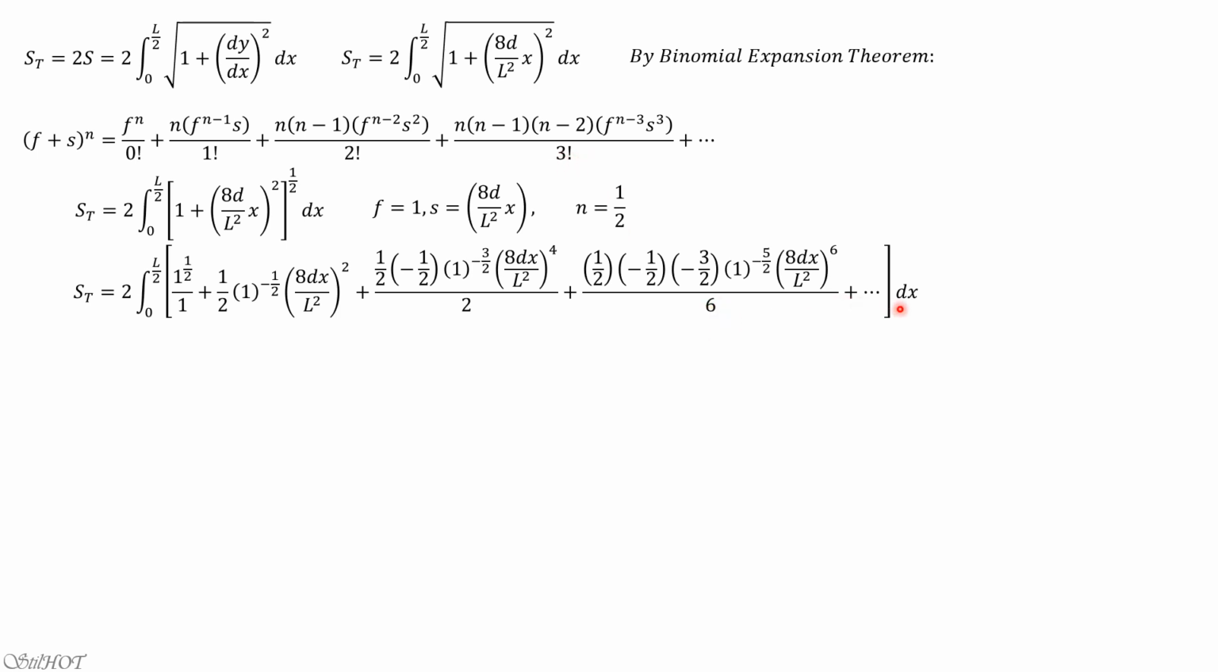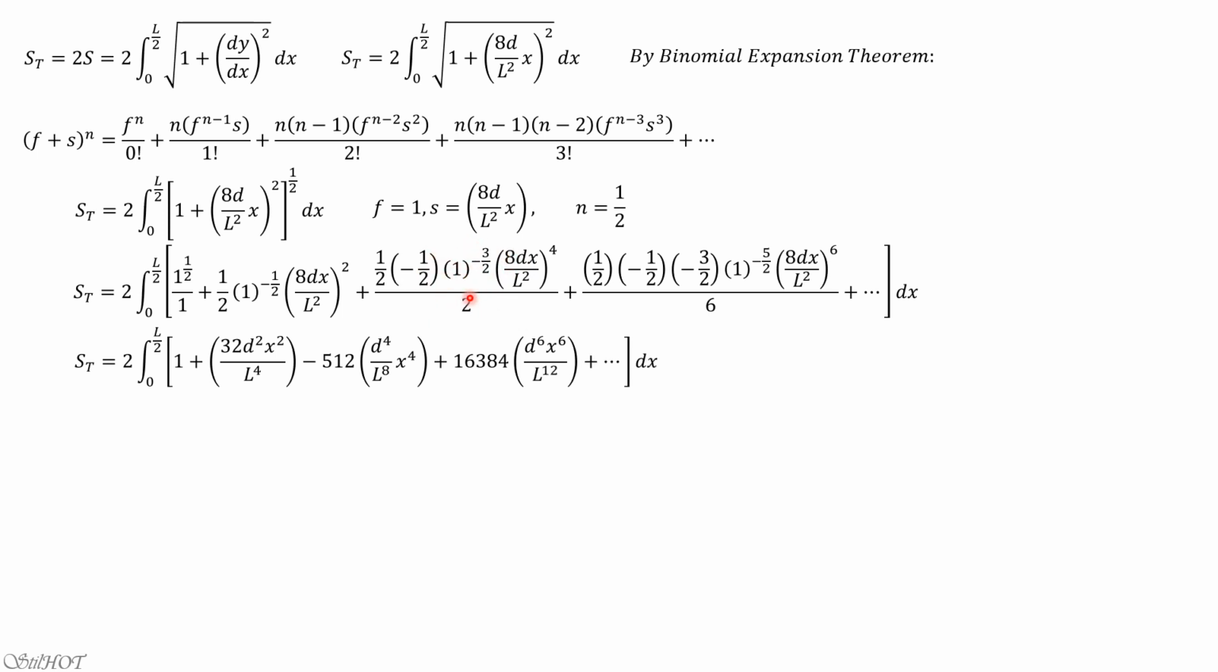And plus dot dot dot times differential of x. So simplifying the terms inside these brackets, we have S total equals 2 integral 0 to L over 2 of 1, then the second term is 32 over L to the fourth d squared x squared, then minus 512. We just simplify, evaluate the numerical values of the coefficient.